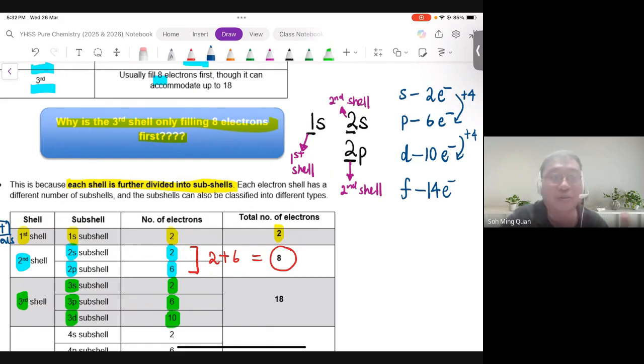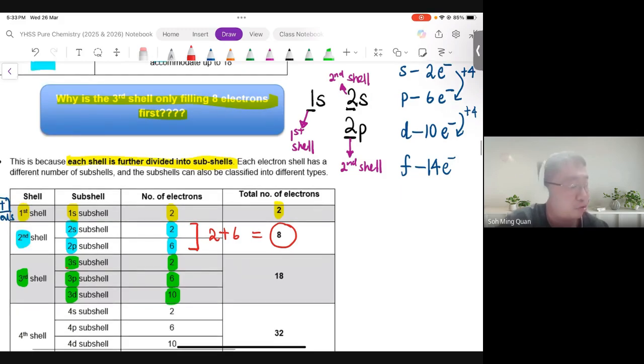Okay? First shell only has 1s. Second shell will have 2s, 2p. Third shell, 3s, 3p, 3d. All right? Fourth shell, 4s, 4p, 4d, 4f. All right? So now if we look at the third shell, it has 3s, 3p, 3d: 2, 6, 10. So in total, 2 plus 6 plus 10 equals 18. So in reality, the third shell can accommodate a maximum of 18 electrons.